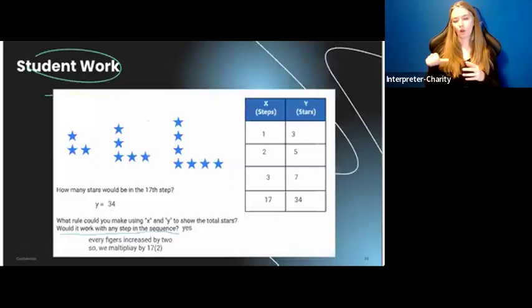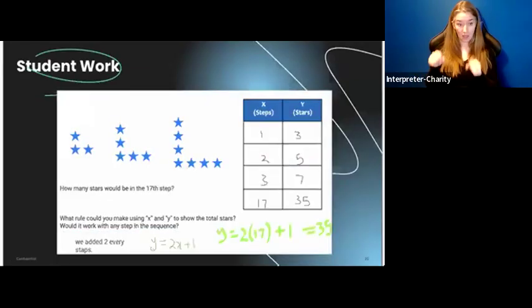Here's another example from the visual number patterns I did with the stars. Again, now I'm pushing them further. I'm saying how many would be in the 17th step? And is there a rule? Could you explain it in words? Could you write it? And then another team actually came up with the function and they could substitute it in.